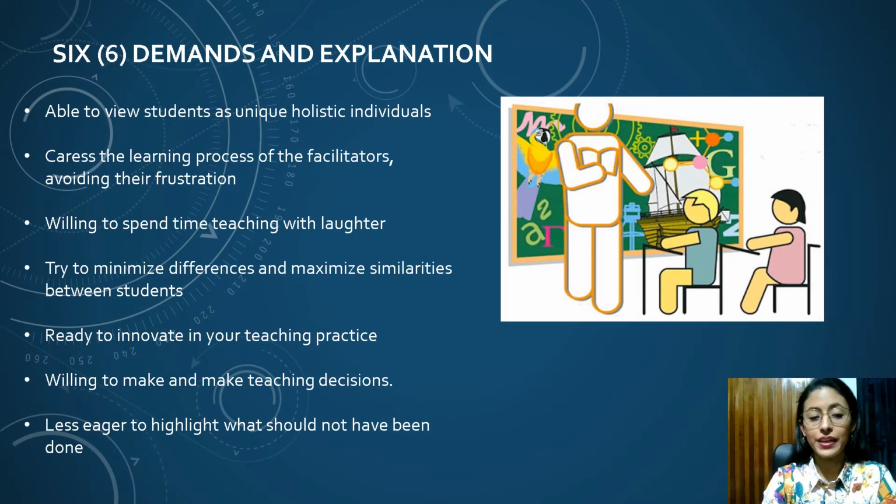Six demands and explanation. The first is to be able to view students as unique holistic individuals. It's very important because it's an effort to teach and see the needs of each one of the students.